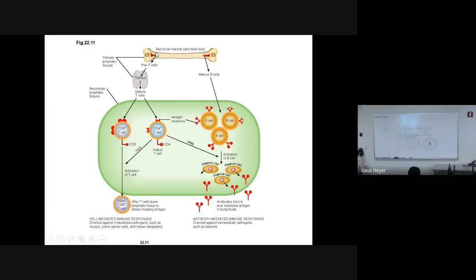So B cells, T cells, they're all made in the red bone marrow, just like your red blood cells, just like all your blood cells. T cells and B cells are forms of lymphocytes. Remember, that was one of your 5 types of white blood cells. B cells are going to stay in the red bone marrow. That's where they learn to become immunocompetent. T cells become immunocompetent in the thymus, which is sitting on top of your heart.